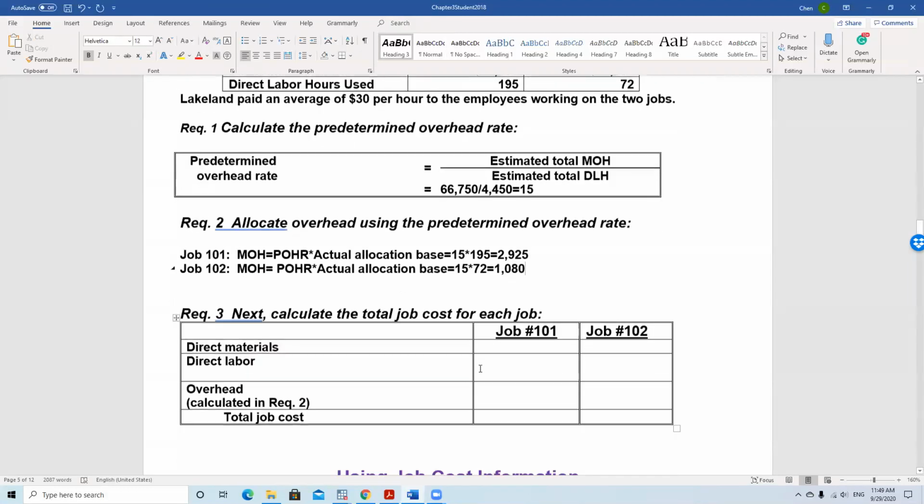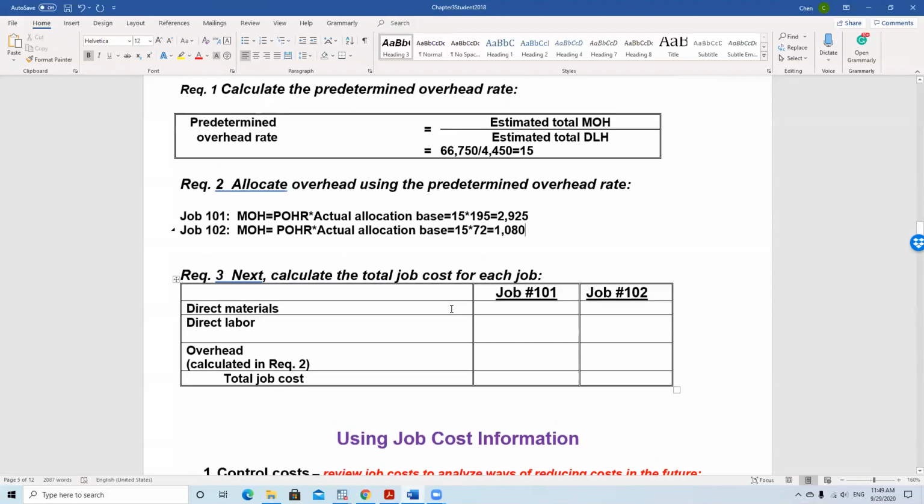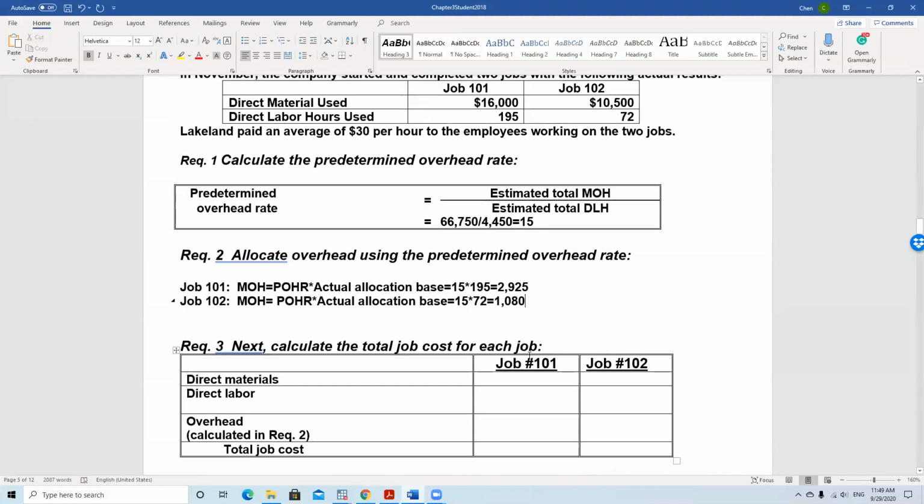All right. So next, we calculate the total job cost for each job, okay? Direct materials for job 101 and job 102 are 16,000 and 10,500 each. It's over here, okay? It's given.